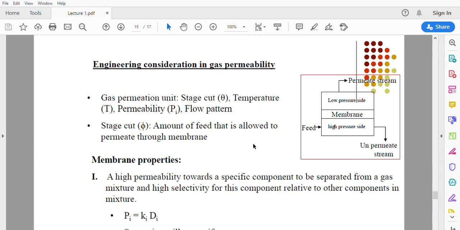Now temperature. Temperature is a very important phenomenon. Why? Because the Henry's coefficient as well as the diffusivity both depend upon the temperature. So if we change the temperature, the amount of separation changes, as well as the stage cut. Next is the permeability, which I have already discussed, and we will discuss flow pattern later.